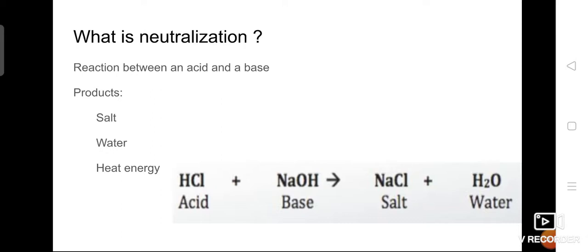NaOH. Na means sodium, OH means hydroxide, sodium hydroxide. When hydrochloric acid and sodium hydroxide react with each other, what will it form? When acid and base react, it forms salt. What salt?